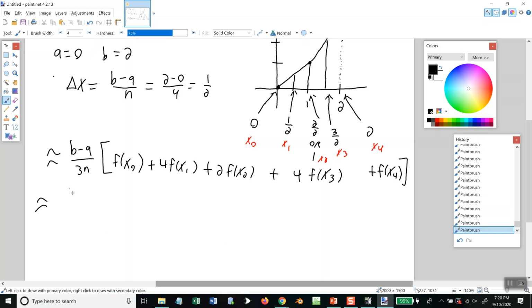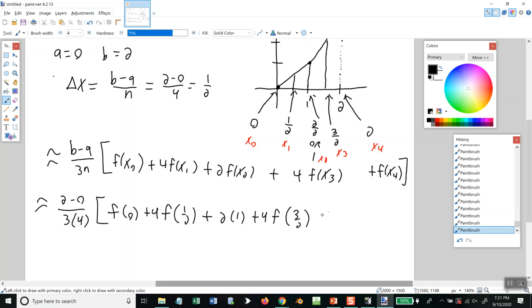So b is 2, so I got 2 minus 0 over 3 times n, and n is 4. We got f of x naught, which is 0, so that's f of 0, plus 4 times f of x1. X1 is 1/2, plus 2 times f of x2, which is 1, plus 4 times f of x3, which is 3/2, plus our last one, f of x4, so f of 2.